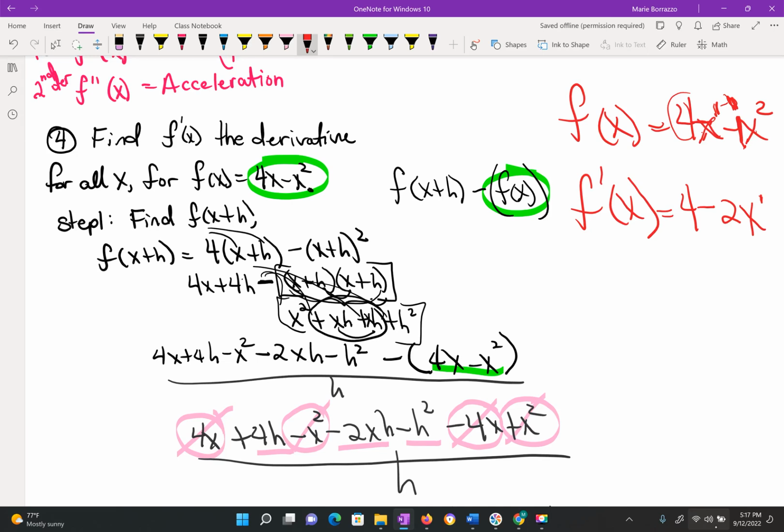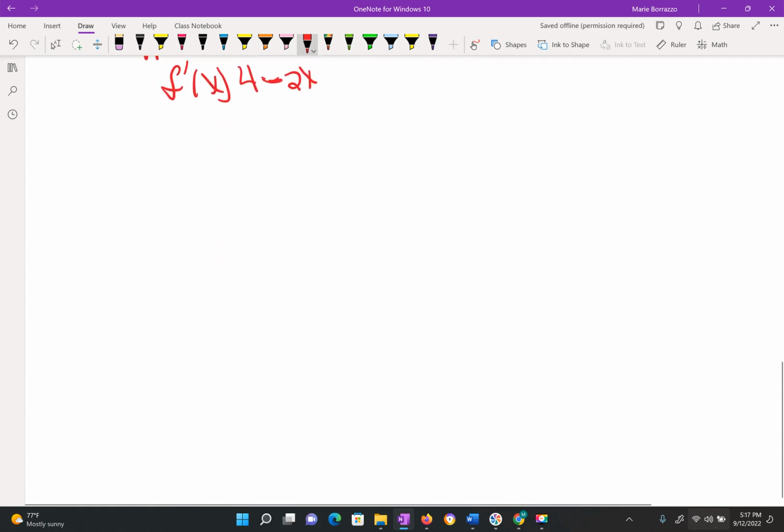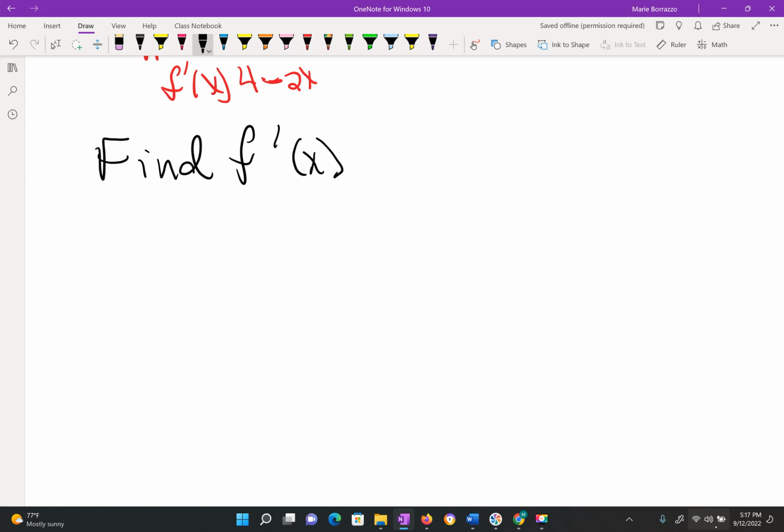All right, you want to try one on your own or move on? Yes, one on your own? All right, so let's try. So I'm going to give you this one to try. This time we're going to do the 4 steps and the Barrazo, so you could do both. So find the first derivative.